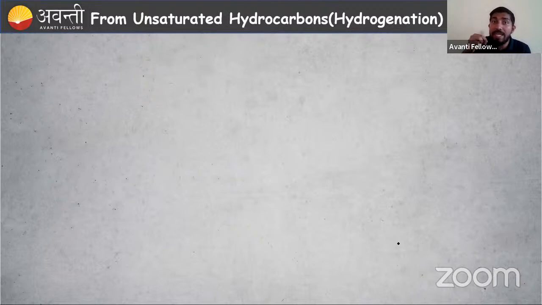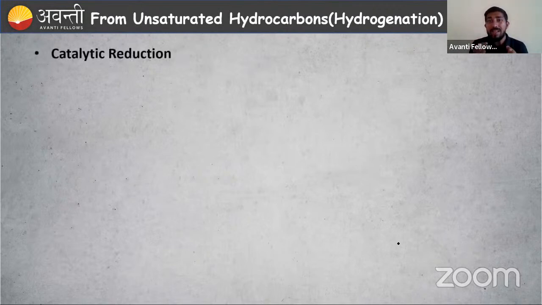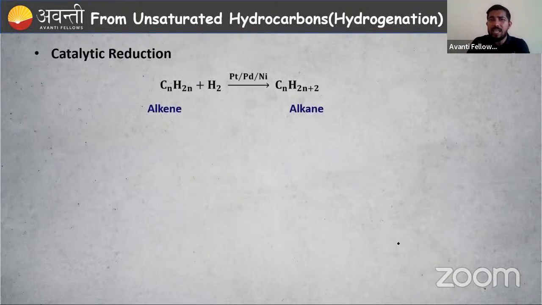So this is also known as hydrogenation. Hydrogenation means we are adding hydrogen. So what is happening here? Reduction. Addition of hydrogen is known as reduction. So catalytic reduction means some catalyst is present. So what is the role of the catalyst? First I'm taking an alkene. What is the general formula? CnH2n. I'm adding hydrogen, so I can call it hydrogenation.